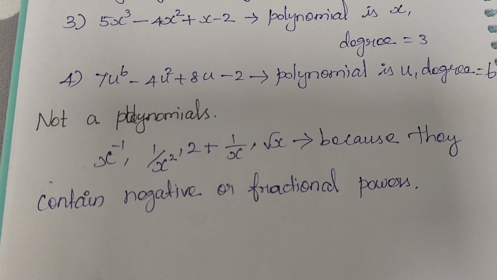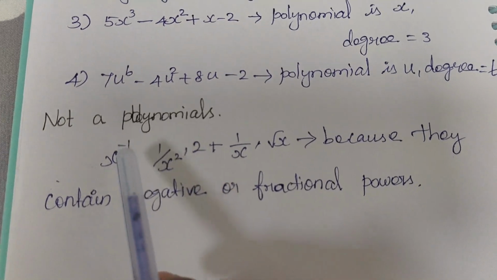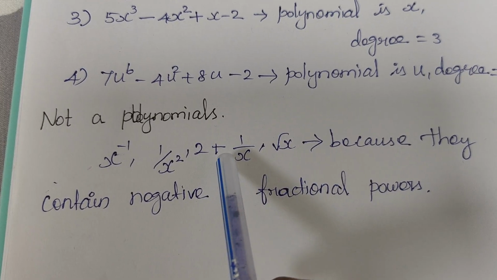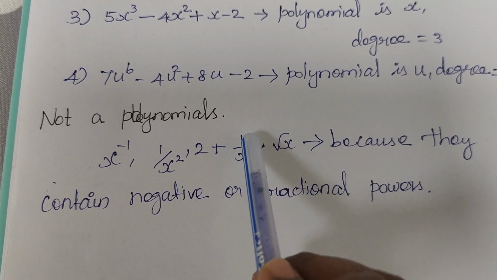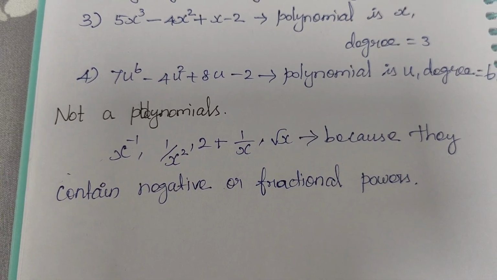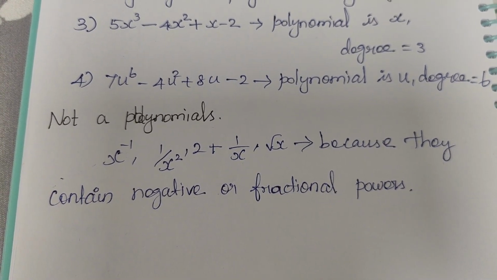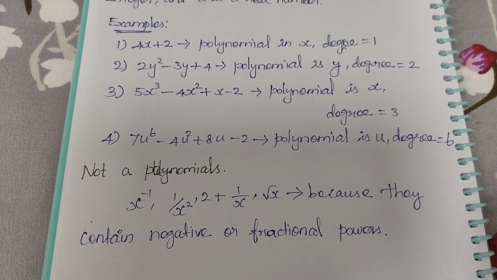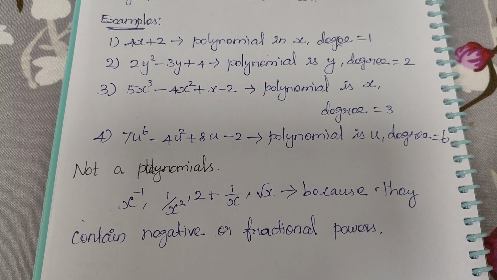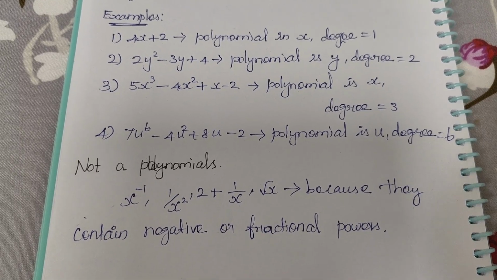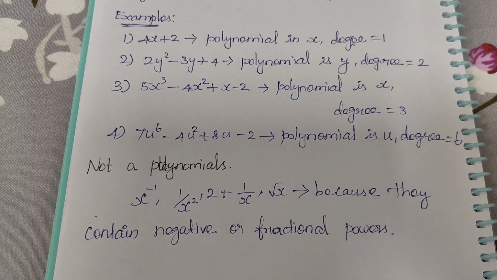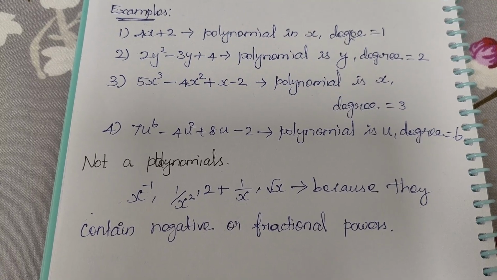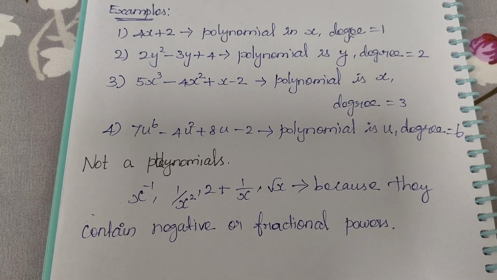Now let's see some non-polynomials. x to the power minus 1, 1 by x squared plus 2, plus 1 by 3 root x. These are non-polynomials. So remember, polynomials are numbers plus x with whole number powers. A non-polynomial is one where x has negative or fractional powers.